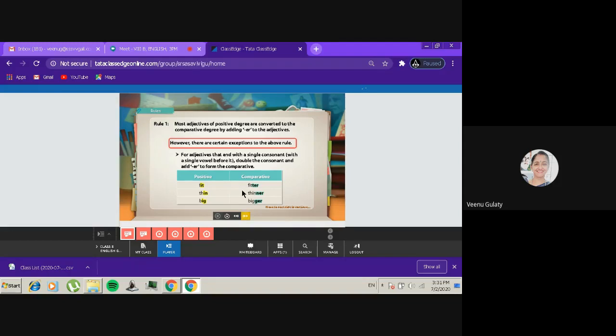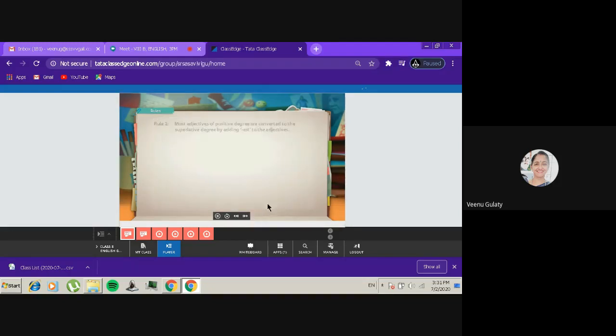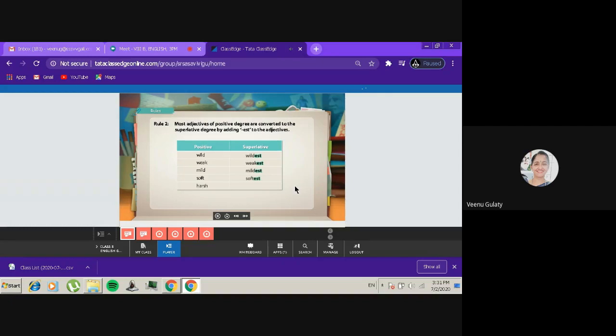But there are exceptions to this also. Most adjectives of positive degree are converted to the superlative degree by adding est to the adjectives. For example, wild, wildest. Weak, weakest. Mild, mildest. Soft, softest. Harsh, harshest. Okay, got it? This is quite simple.